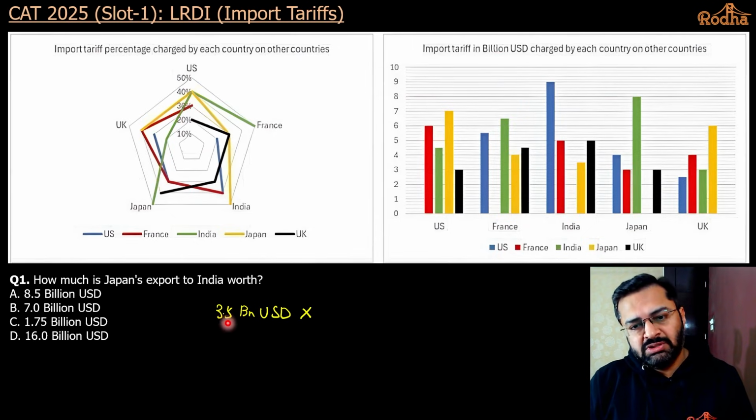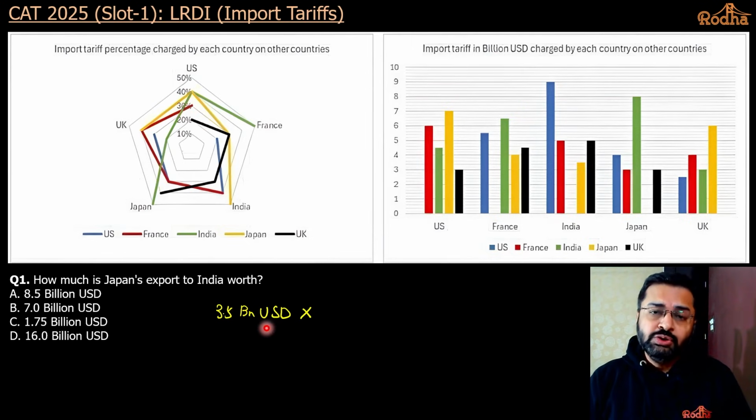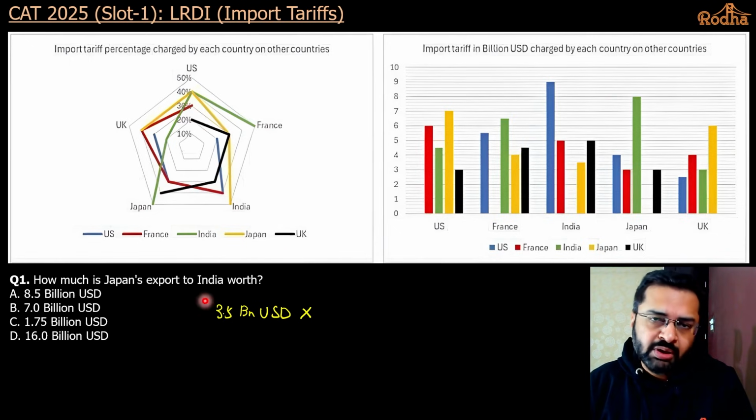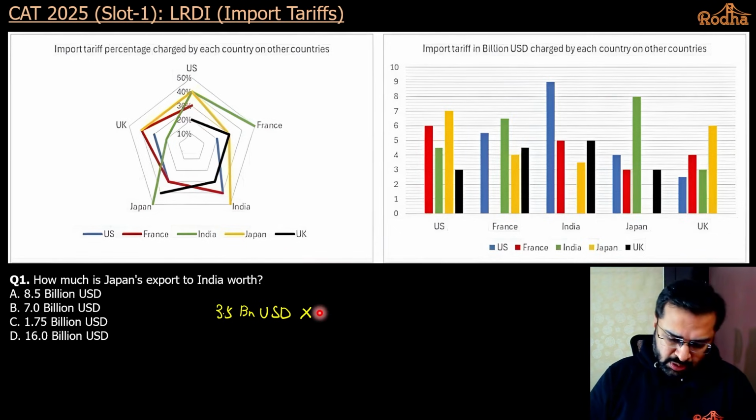So how much is this? This is 3.5 billion USD, which we found from here. This is India, Japan, yellow bar. This is 3.5. So 3.5 should be 50% of the total imports. You got this? So how much would be the total imports then? Into 100 by 50.